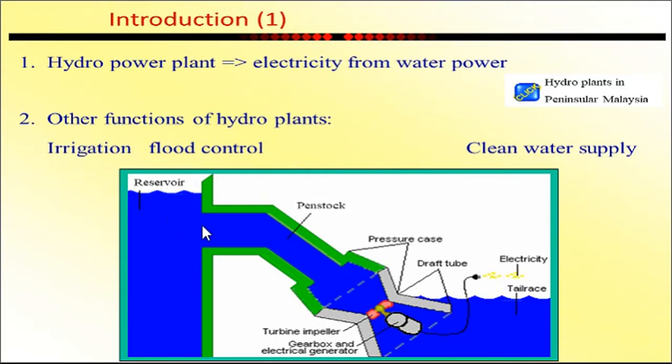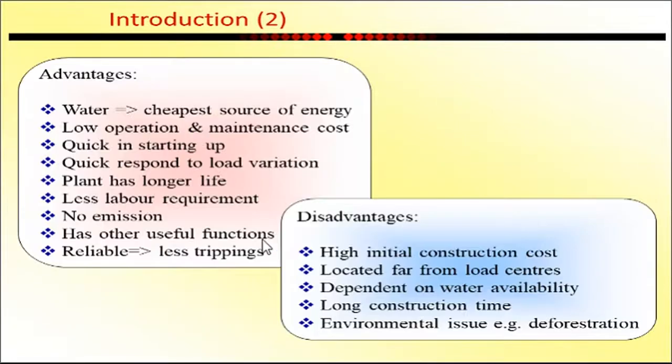You can see the diagram of the hydroelectric power plant. This is the reservoir, penstock, turbine, gearbox, generator. Then if you are using a reaction turbine, you have to use a draft tube, and you are getting electricity. This is the tail race and this is the head race. Now, what are the advantages?